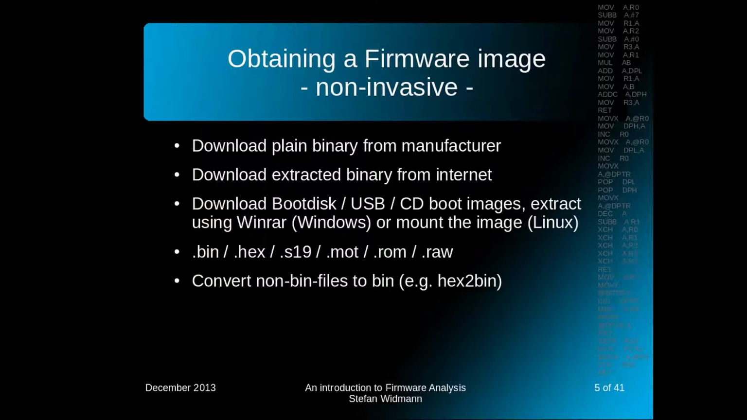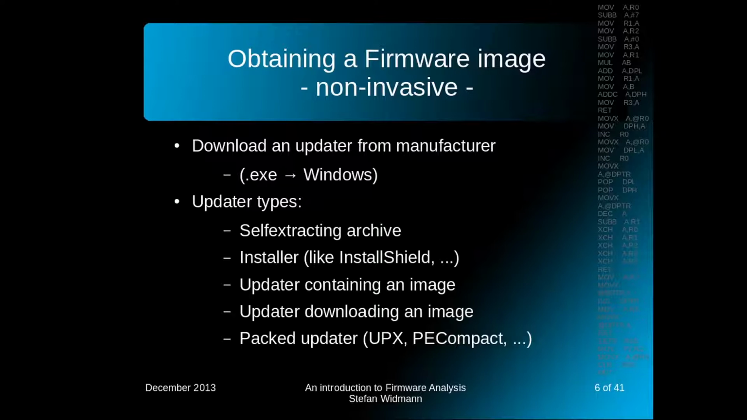Okay, if this doesn't work out, maybe we get an updater from the manufacturer. Normally, there are exe files built for Windows. There are different updater types. First, the self-extracting archives. It might be an installer tool like Install Shield or whatever. It might be an updater, a simple exe file without any installation, just containing the image. It might be an updater that is downloading an image. Or it might be one of the others, but packed with an executable packer like UPX or PE Compact. Let's go a little bit into detail.